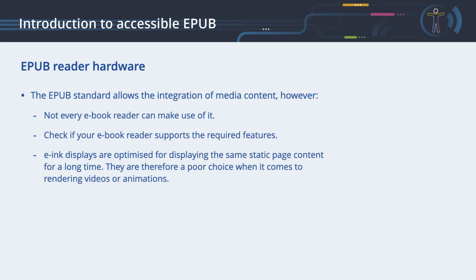The EPUB standard allows the integration of media content. However, not every ebook reader can make use of it. If you want to make use of media content, be sure to check if your ebook reader supports the required features. If your ebook reader has no speakers and no headphone jack, then it will not be able to render audio output. E-ink displays are optimized for displaying the same static page content for a long time. Typically, e-ink displays only consume power when updating the display. They are therefore a poor choice when it comes to rendering videos or animations.